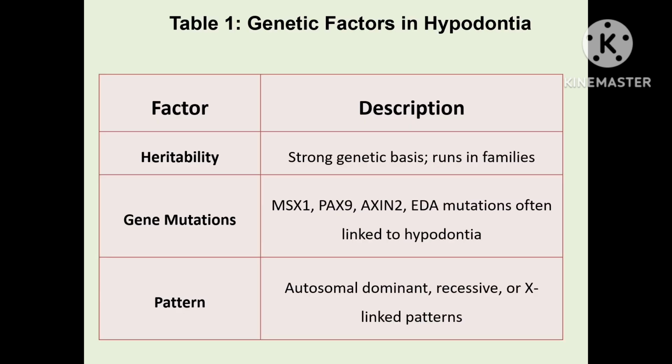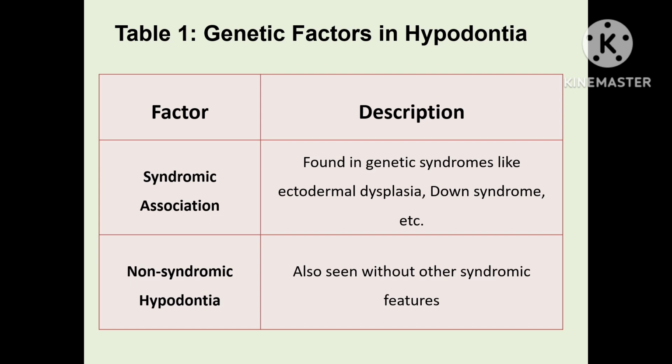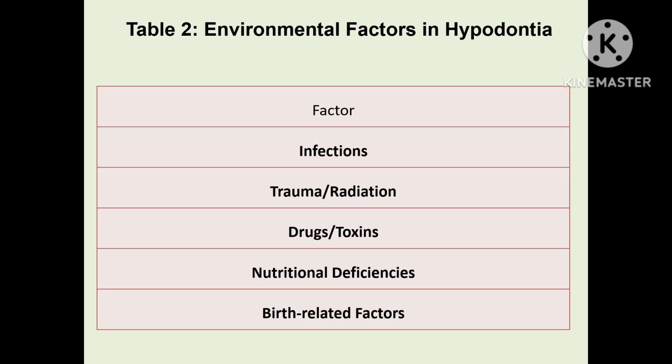Now, coming to the etiology of hypodontia, first of all, we'll discuss the genetic factors which are responsible for hypodontia. As hypodontia has a strong genetic basis, it often runs in families, with mutations in genes like MSX1, PAX9, AXIN2 and EDA being common culprits. The inheritance may be autosomal dominant, recessive or X-linked. Hypodontia may occur as a part of syndromes, as we have already discussed, or non-syndromic conditions without any other health issues.